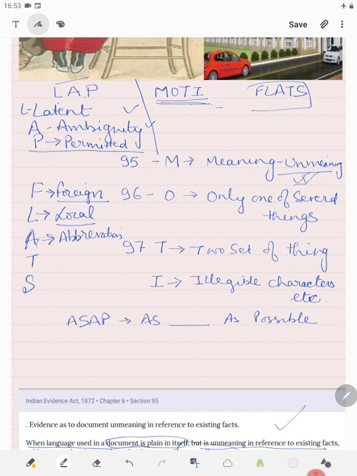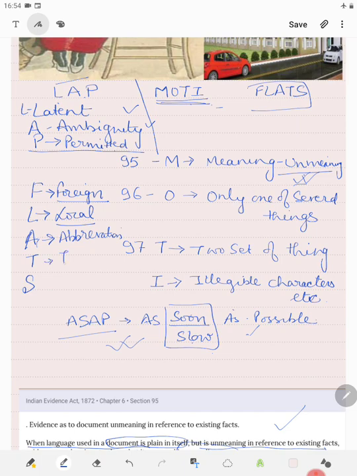Now it can be as soon as possible, or it may have been meant as slow as possible. Both will have the same abbreviation, ASAP. So what was meant? The meaning will be totally different: as soon as possible, as slow as possible. So what was exactly meant, for that evidence can be given.